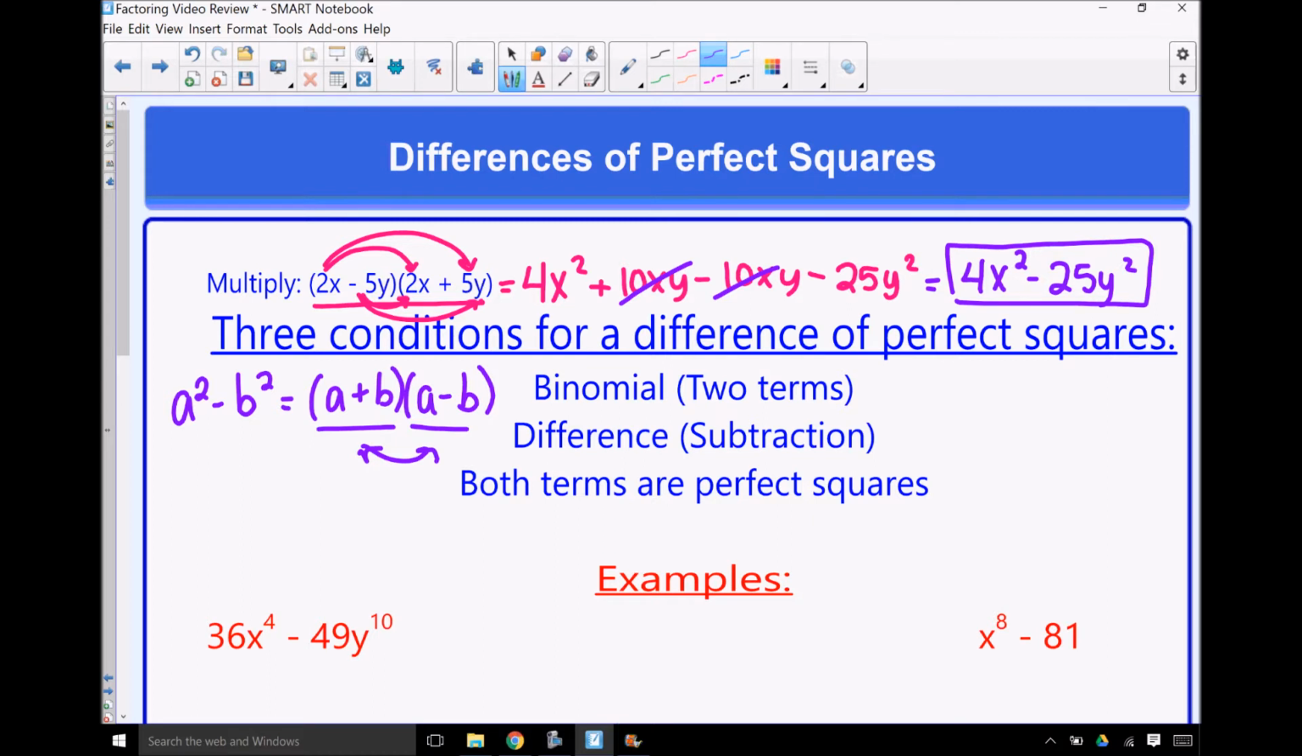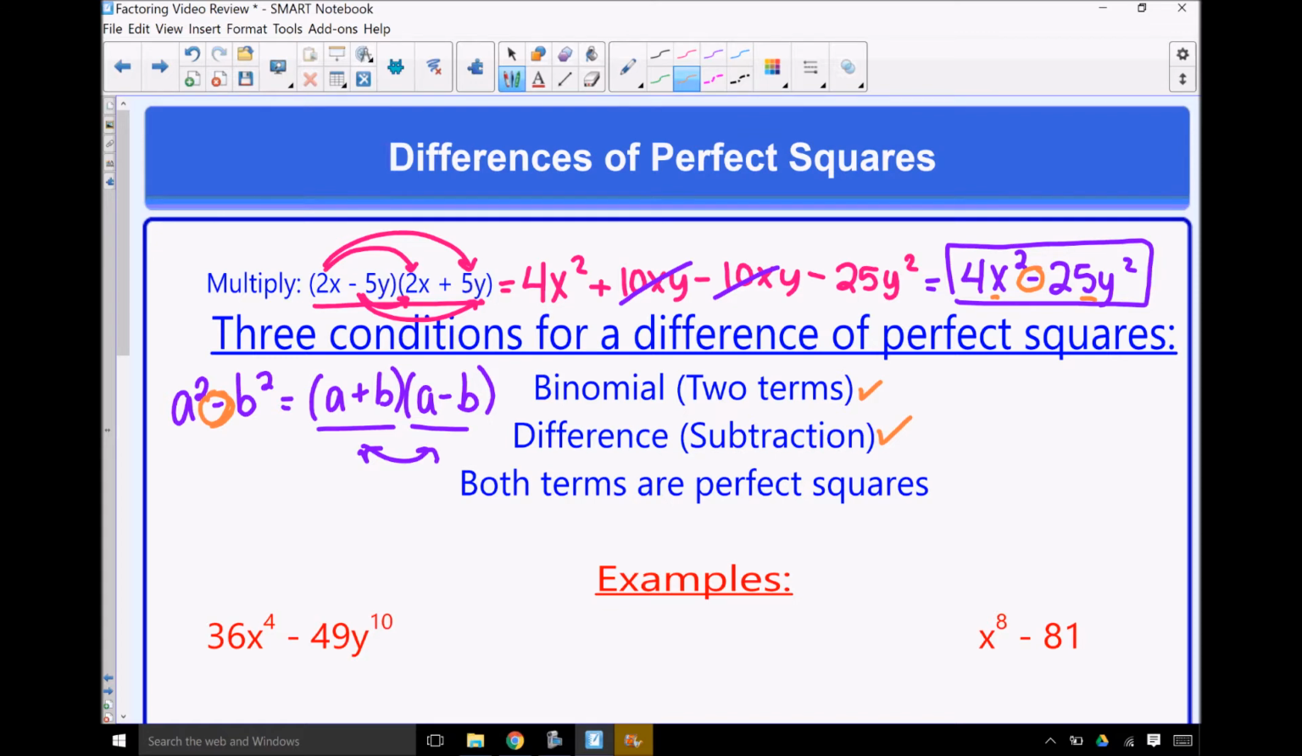Okay? So how do I tell if something is a difference of perfect squares? Well, it has to follow this checklist right here. It needs to be a binomial. It needs to be two terms. So here I've got one term, two terms. It's a binomial. Here I've got one term, two terms. It's a binomial. It has to be difference. It has to be subtraction right here. One of the terms must be a negative. If they're both positive, it does not work.